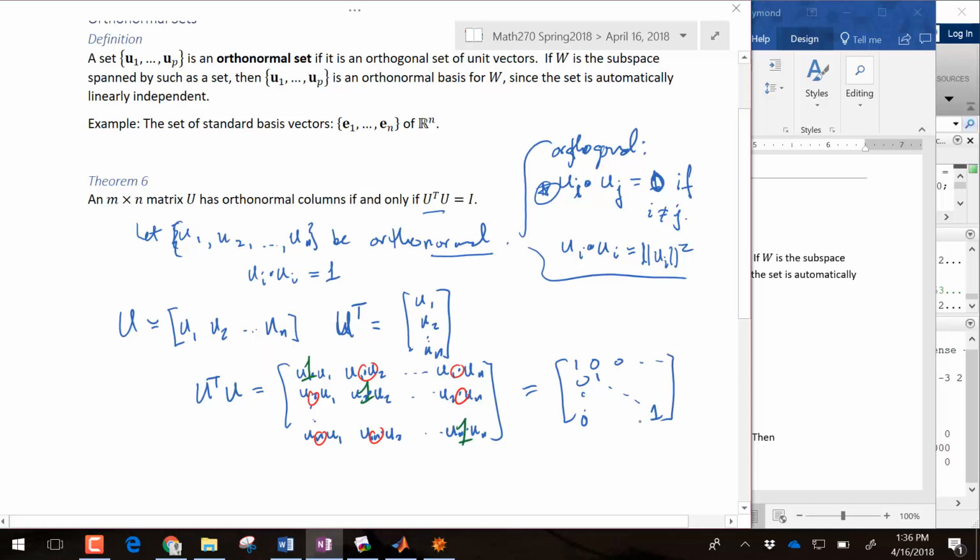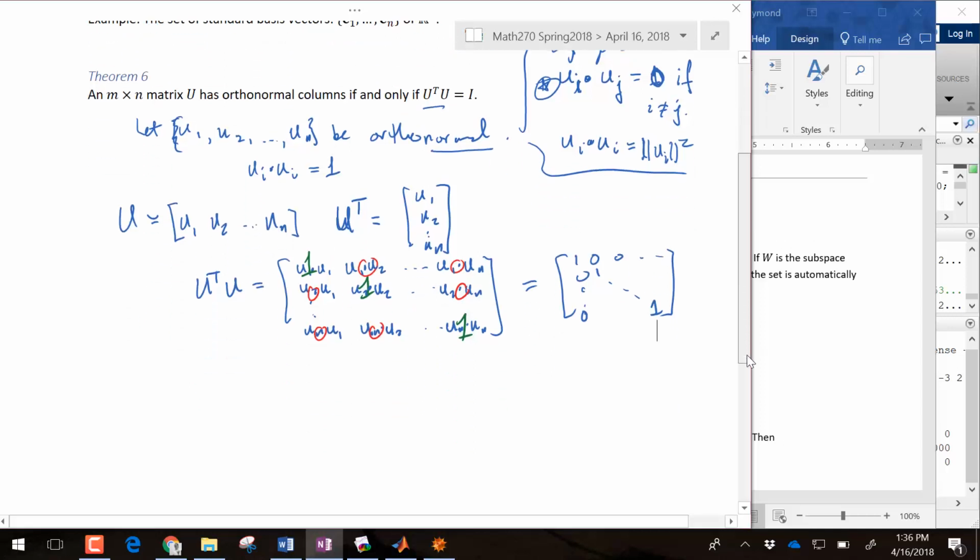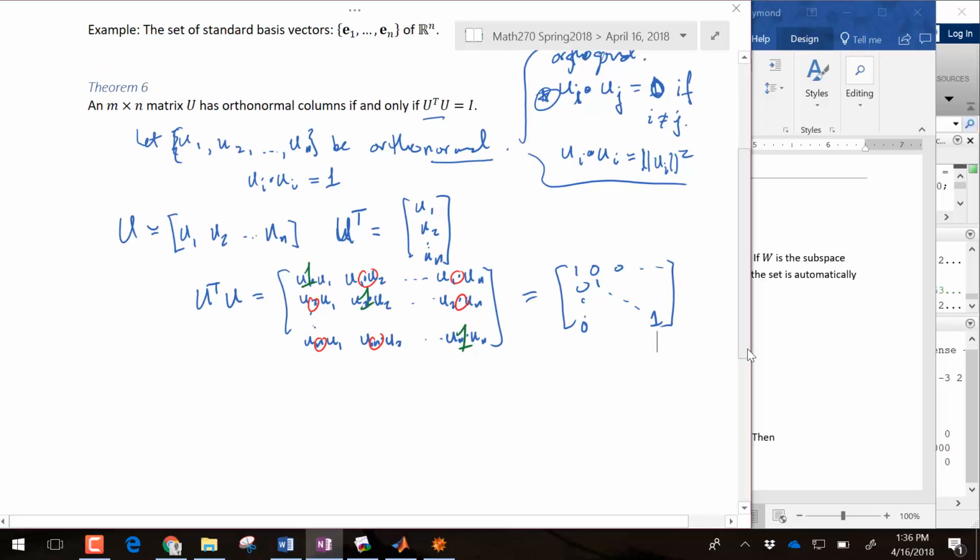You can dot it, you can multiply it with its transpose, and if you get the identity, then yes, it's if and only if, so you can make that conclusion. That's an interesting fact about orthonormal bases when we connect it with matrices. Not only can we make a basis out of it, but when we make it into matrix form, we can multiply them and get the identity.